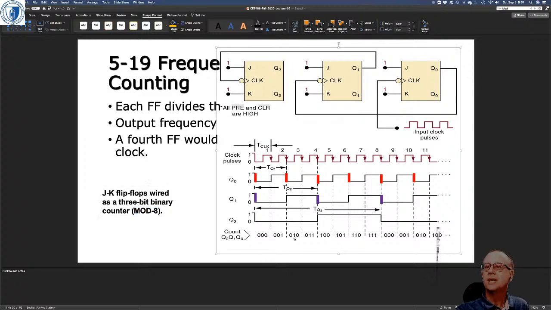again. Right? So here we've got the values of Q2, Q1 and Q0: 0, 0, 0, 0, 0, 1, 0, 1, 0, 0, 1, 1, 1, 0, 0, etc. And then it transitions back again here. Okay?